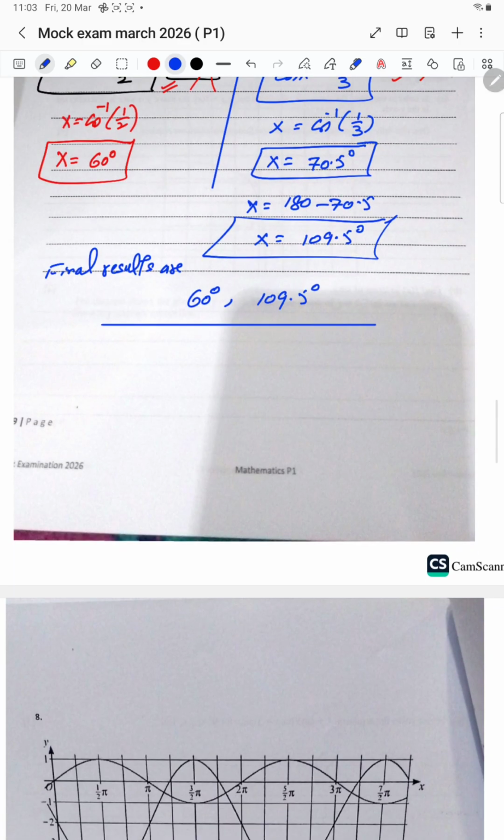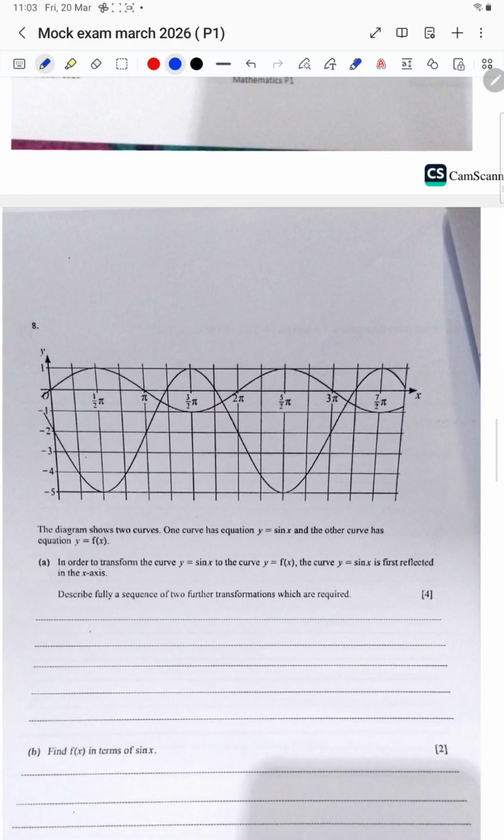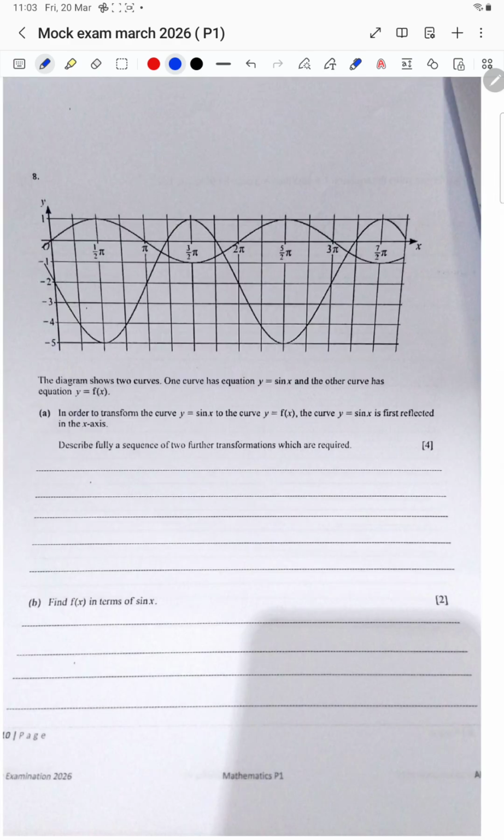Okay, let's proceed to another question. This is question number 8. The diagram shows two curves. One curve has equation y equal to sine of x. Y equal to sine of x seems very much clear. And the other curve has y equal to f of x.